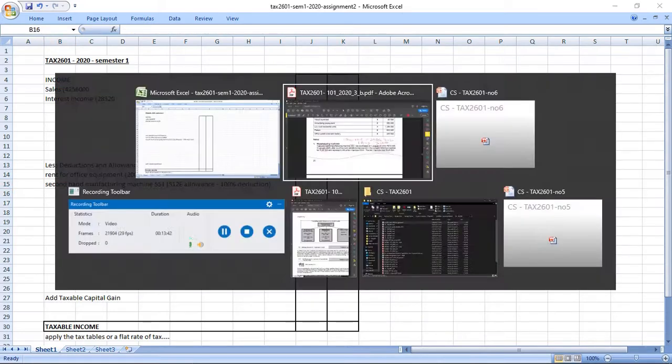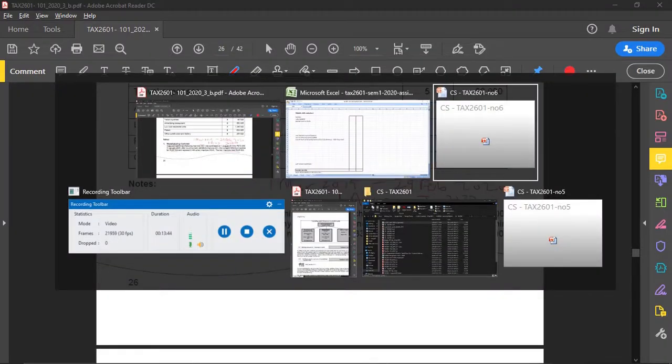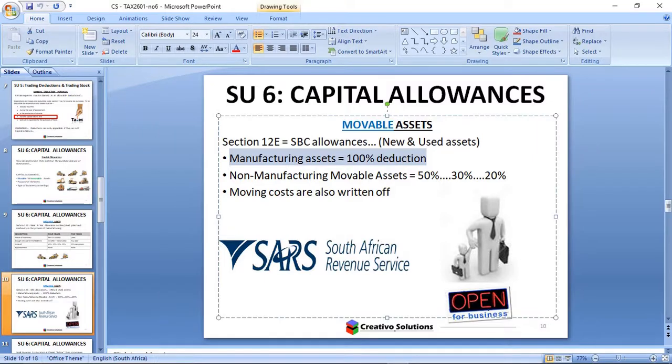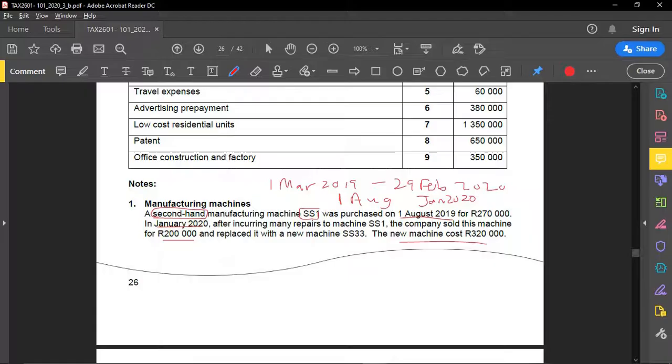All right, so you can clearly see here, manufacturing assets get that 100% deduction. If it was non-manufacturing, you would then apportion it 50, 30, 20 over 3 years. If there are any moving costs, you can also include that as well. So that's the first one.